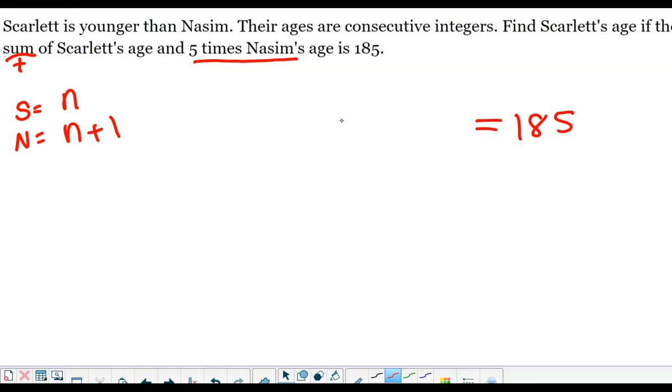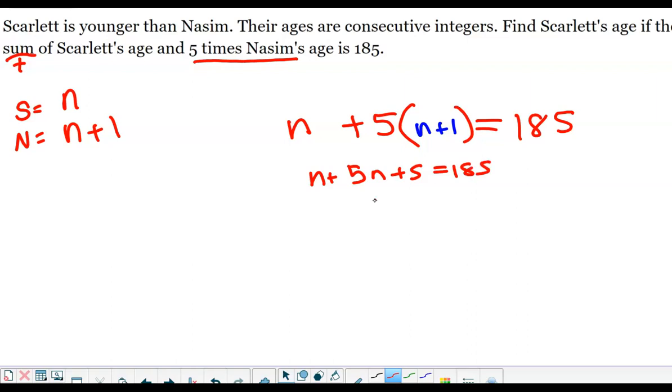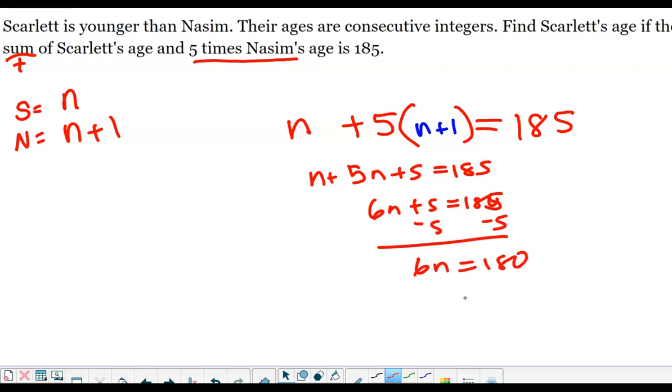Find Scarlett's age if the sum of Scarlett's age and 5 times Nassim's is 185. So I know the answer is 185. I know I'm summing them together, but I want Scarlett and 5 times Nassim's age. This is the translation. You're going to distribute and then combine. And then we're going to subtract 5 from both sides, and then we're going to divide by 6. And we're going to get Scarlett's age is 30. So Scarlett's age is 30.